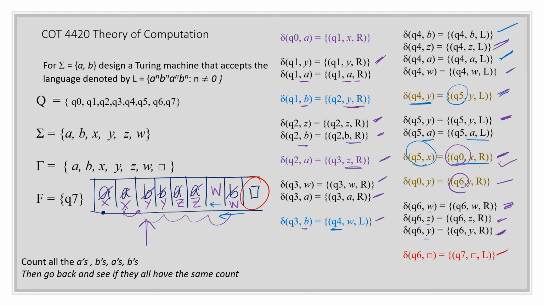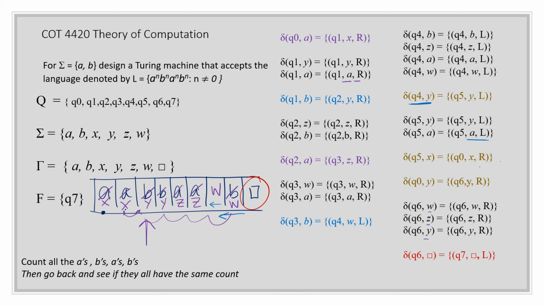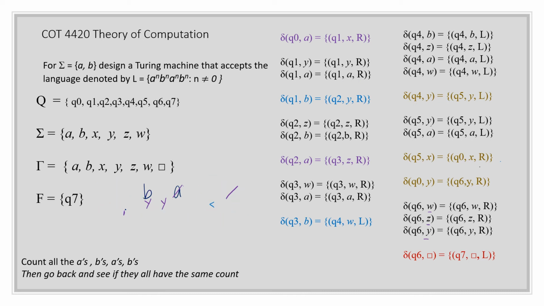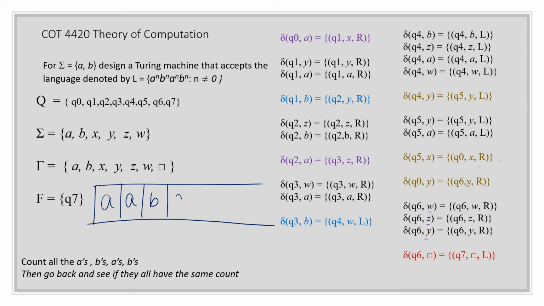Let's do one more with a string that is not in the language. So these transitions you can draw them out. I have them drawn out on the next slide. So let's do a string that is not in the language. We'll make it pretty. Here we've got A, B, A, B, B, blank. All right, so we're going to start here.